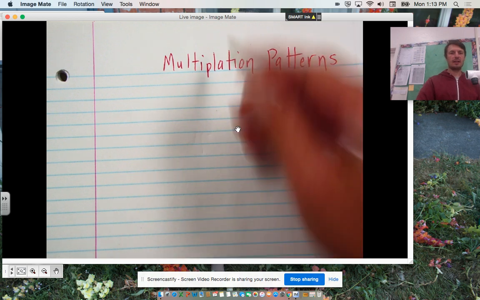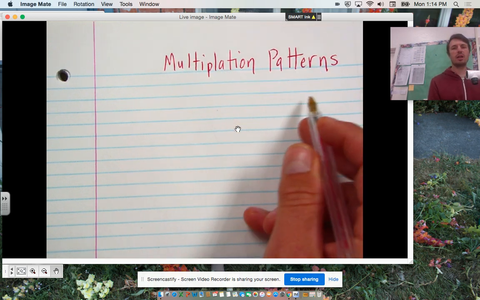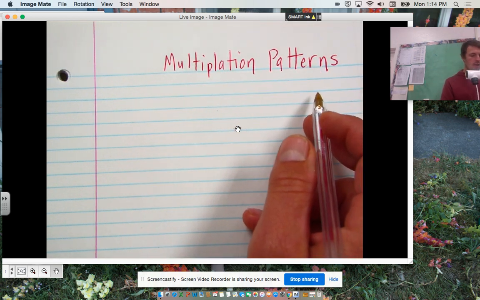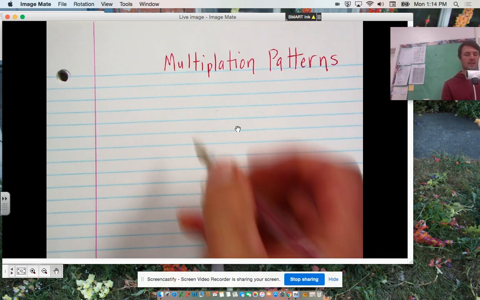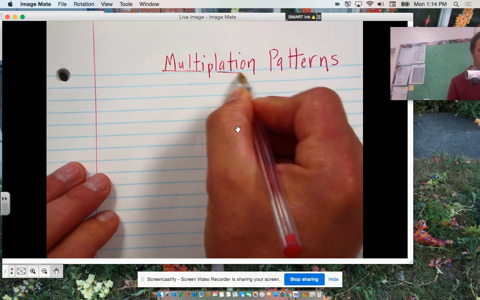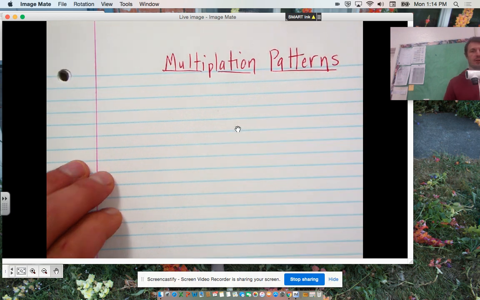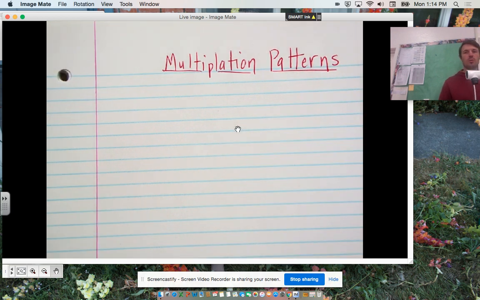Today's math lesson is on multiplication patterns. And if you haven't already, please get your math notebook and a pencil so that you can take notes as we go through this lesson. At the top of the page, write multiplication patterns. We're going to start off with some notes on a vocab word.